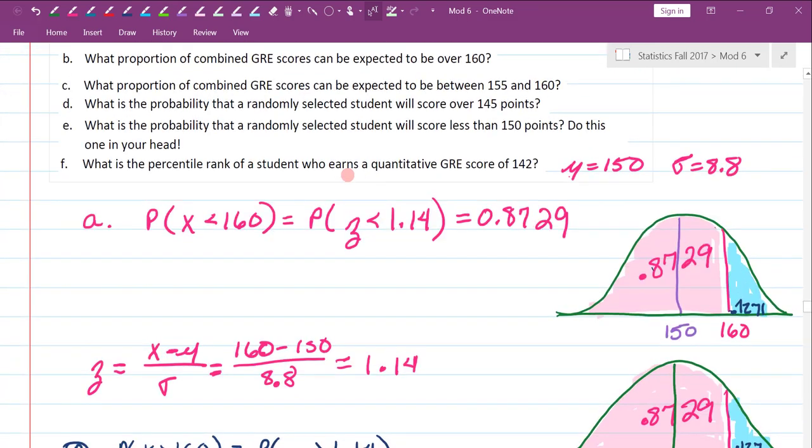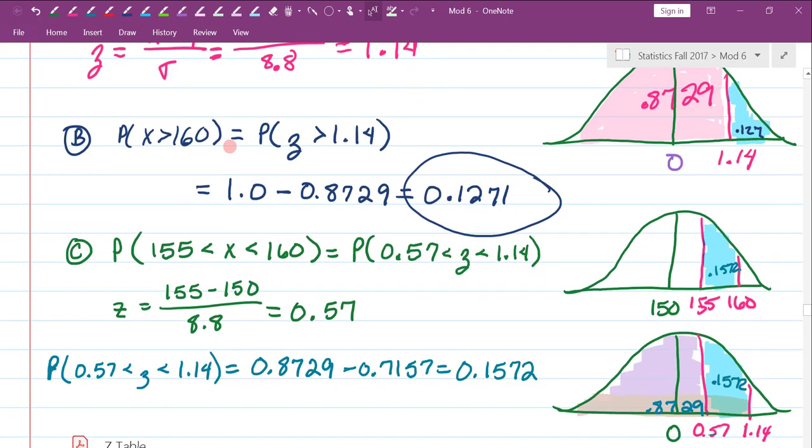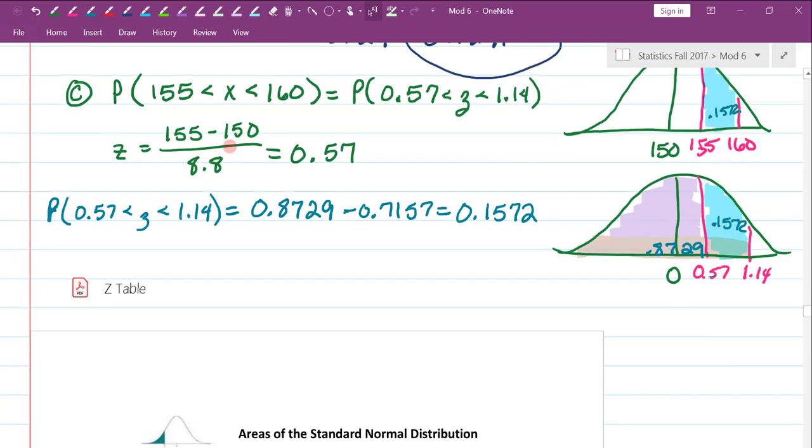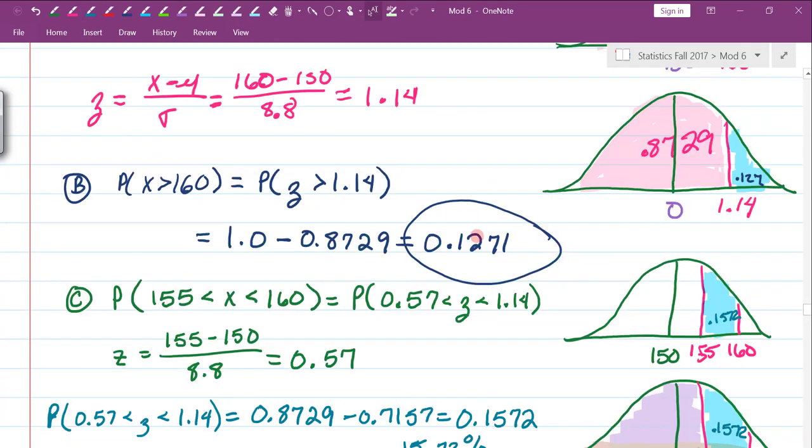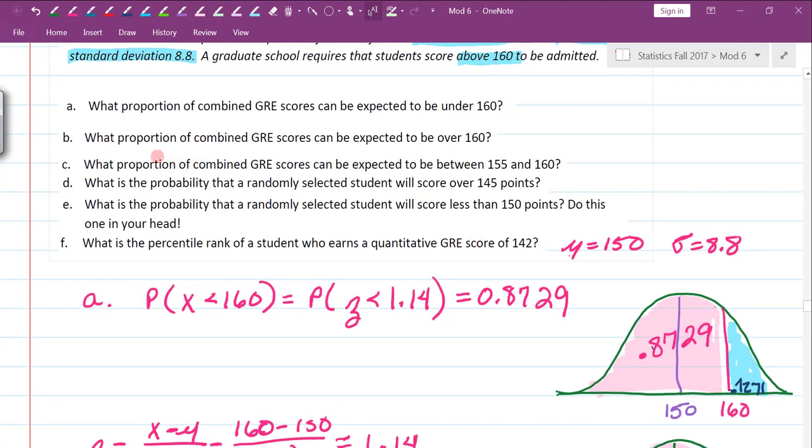So going back up to C, it says, what proportion of the combined GRE scores can be expected to be between 155 and 160? What proportion? It would be 15.72. So you see where it says the word proportion? You're going to want to put that in a percent, and so that's going to be 15.72%. And I think on part B, I just realized it said the same thing, and part A, what proportion, what proportion. So when you see proportion, go ahead and convert it to percent.